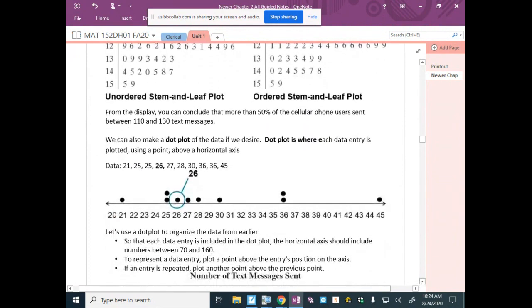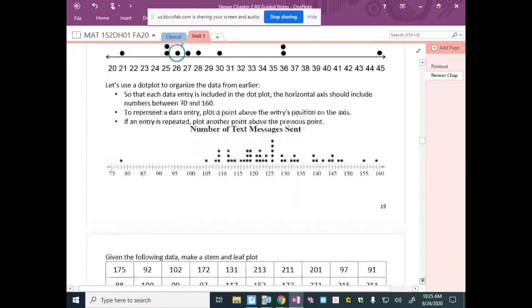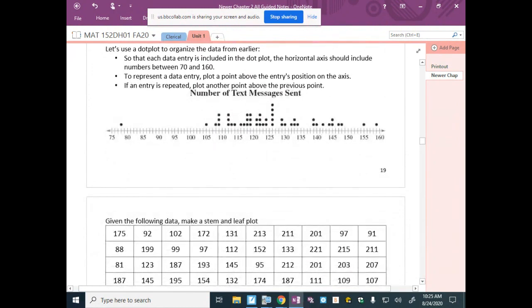We can also make a dot plot where each entry is plotted using a point above a horizontal axis, just like you see there. Now, if there's a repeated entry, such as 25, you would have 2 dots. And text messages could be a dot plot as well.